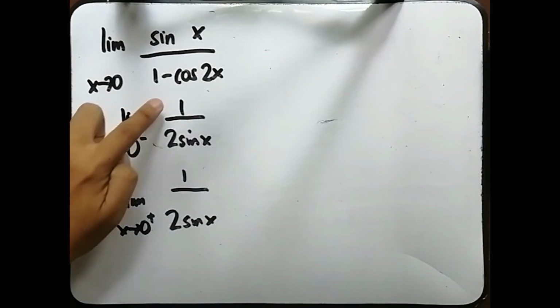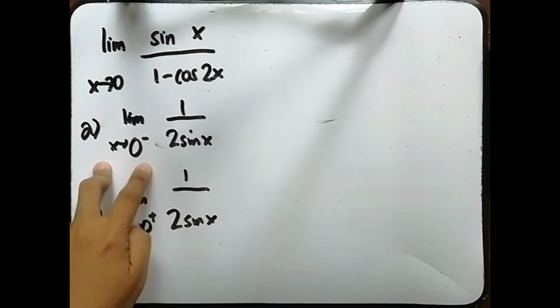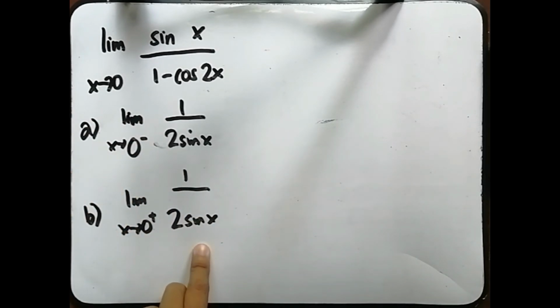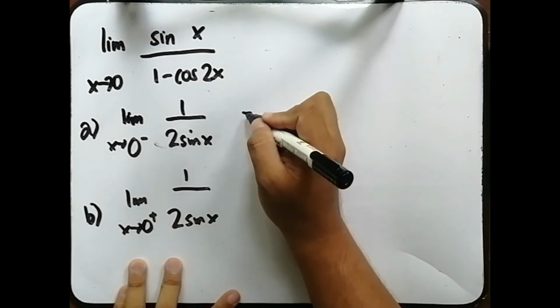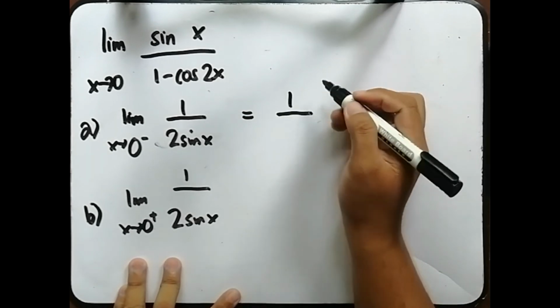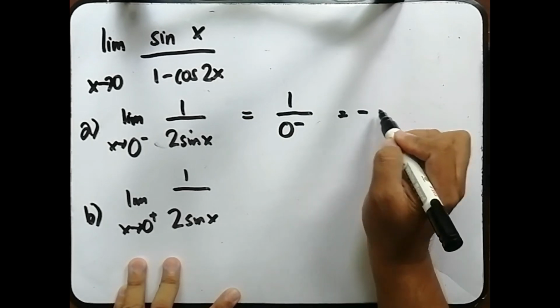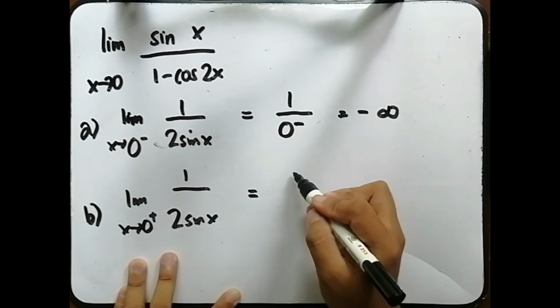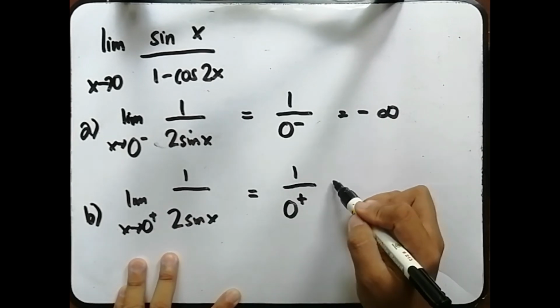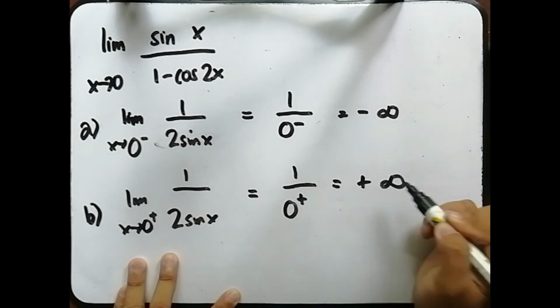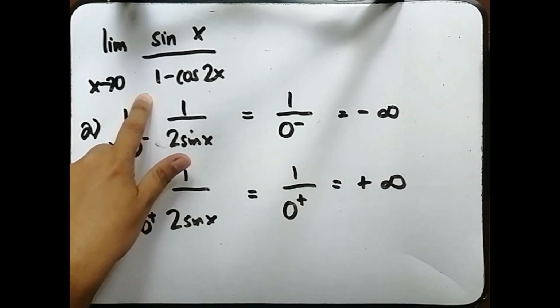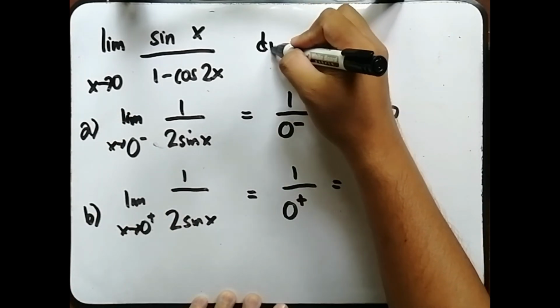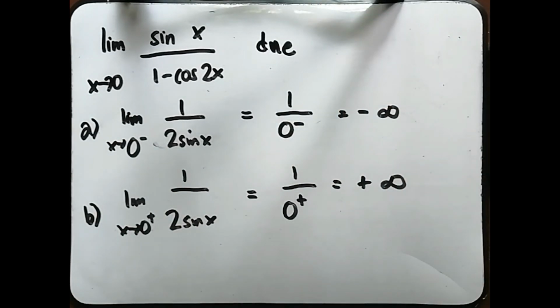Check natin yung limit ng 1 over 2 sin x as x approaches 0 from the left at yung limit ng 1 over 2 sin x as x approaches 0 from the right. So by direct substitution, this is just equal to 1 over 0 negative or negative infinity. Ito naman, 1 over 0 positive, so that is positive infinity. So since the two one-sided limits are not equal, therefore, the limit of this function as x approaches 0 is DNE, or the limit does not exist.